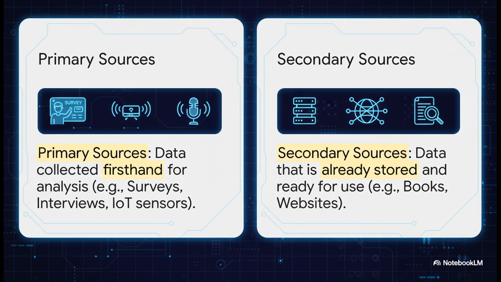Secondary sources, on the other hand, are data that somebody else already collected that you can just use, like grabbing a dataset from a website. The big difference is just who did the original work.